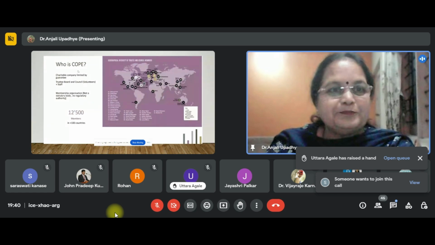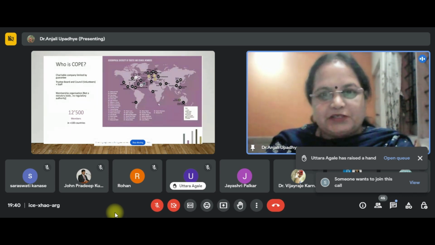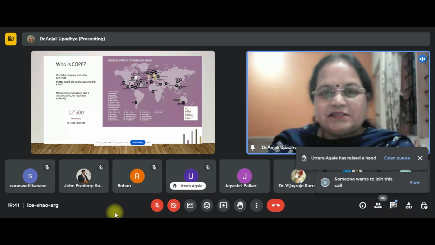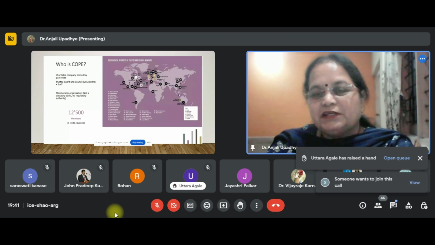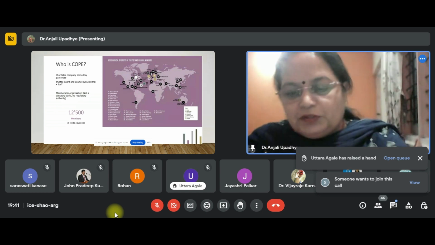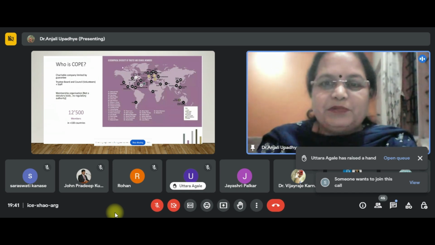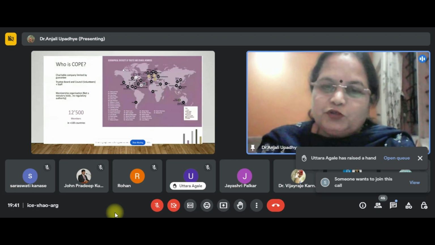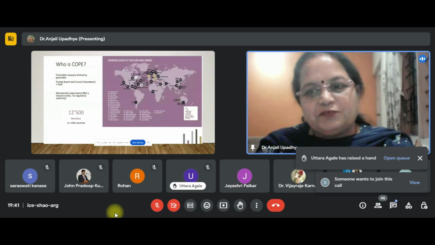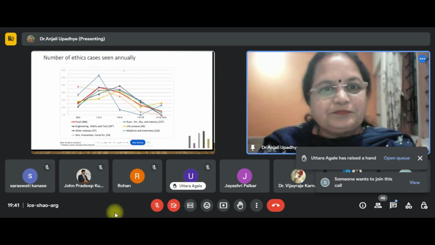So, what is COPE? It is a charitable company limited by guarantee and it gives you guidelines on ethical publications. All over the world, in different countries, it has different units, and the trustees and council members are in the majority of universities, and they follow the COPE guidelines. Take a simple example: Elsevier follows the COPE guidelines, and so do Web of Science and PubMed. All the repositories follow the COPE guidelines.